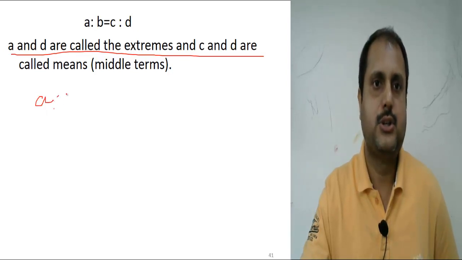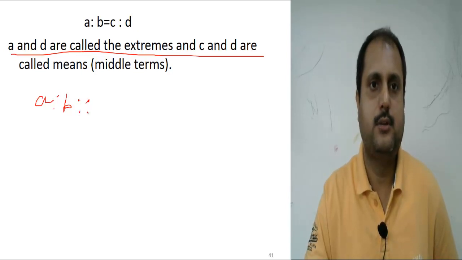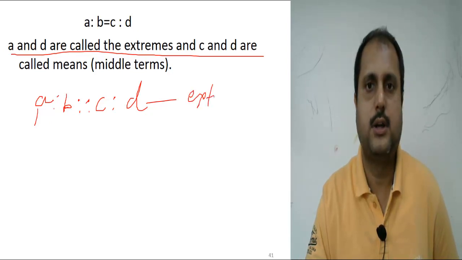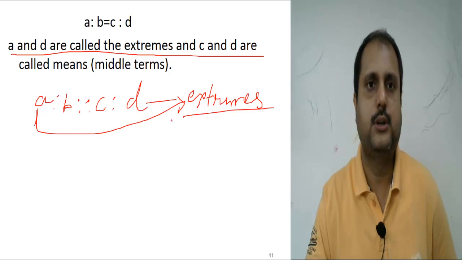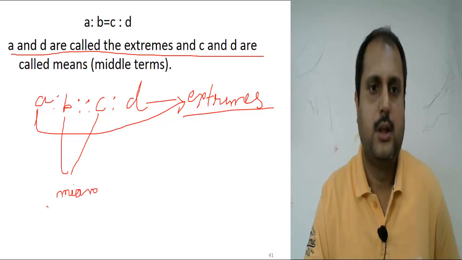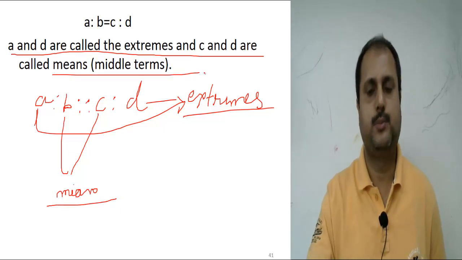Now A ratio B is in proportion with C ratio D. A and D are called the extremes, or extreme proportion, and B and C are called the mid proportion or mean proportion, the mid terms. So this should be kept in mind.